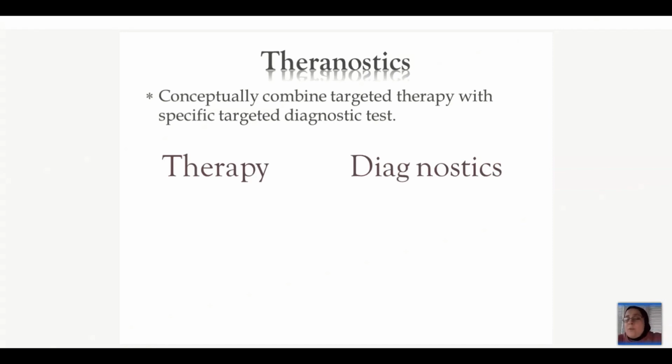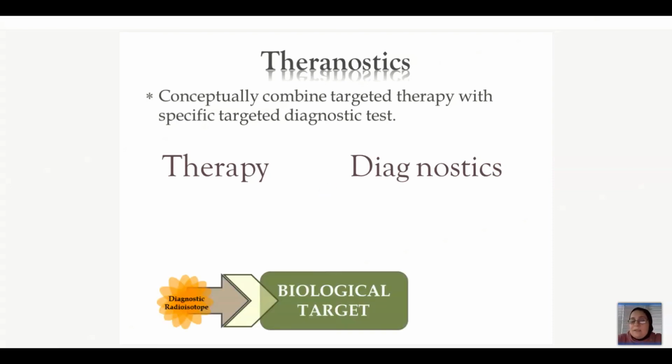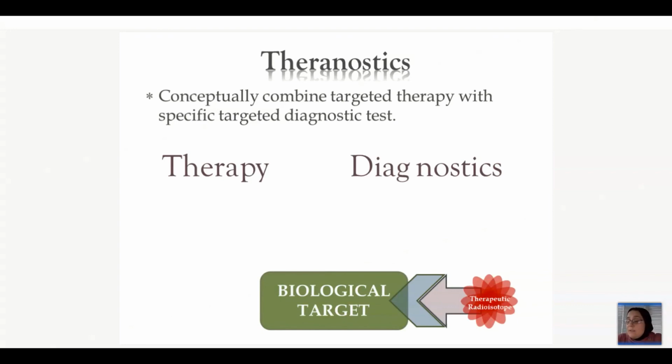The concept is that we combine a targeted diagnostic and therapeutic agent. What does that mean? It means that I have a biological target, like a somatostatin analog that binds to somatostatin receptors, so it can target specific cells. And then I attach it to a diagnostic radioactive material to image and see where the disease is exactly. Then I attach the same targeted part to a therapeutic radioactive material to treat with. This is why it's called theranostics, it's combining these two.